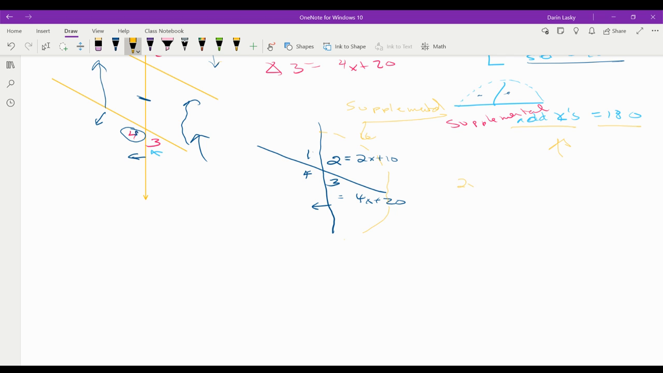Let's do this. 2x plus 10 plus 4x plus 20 equals 180. Now I just work our math magic. So we got 6x, and 20 plus 10 is 30, which is equal to 180. I'm going to subtract 30 from both sides, so I get 180 minus 30, and then I get 6x equals 150. And so therefore, x is equal to 150 divided by 6.